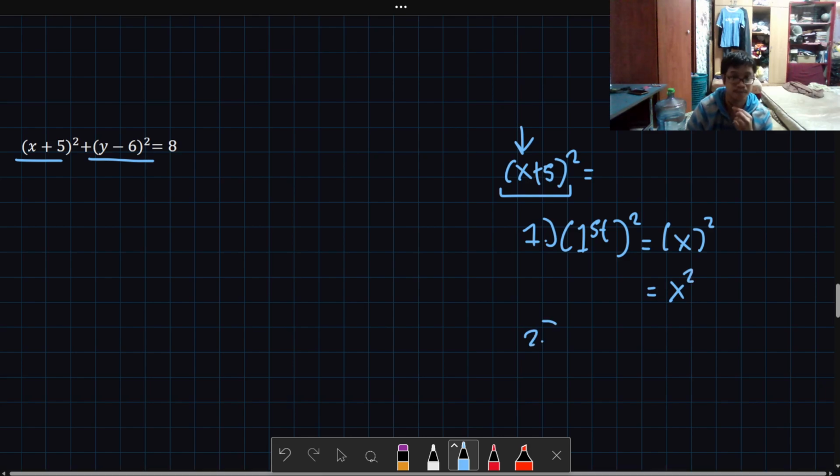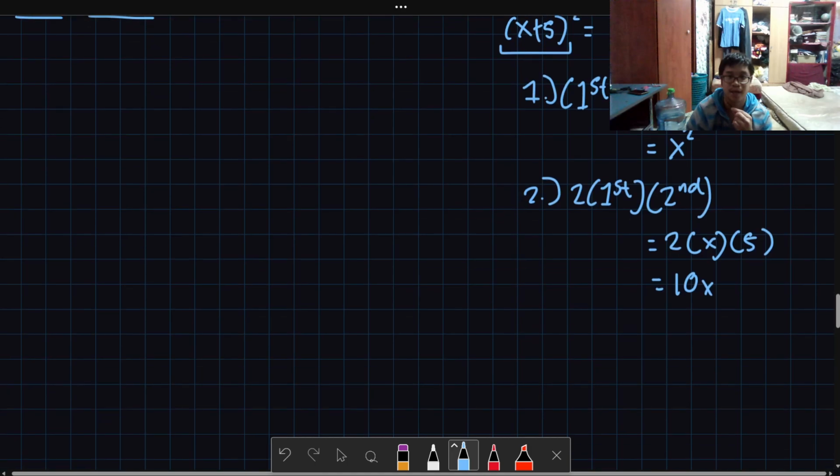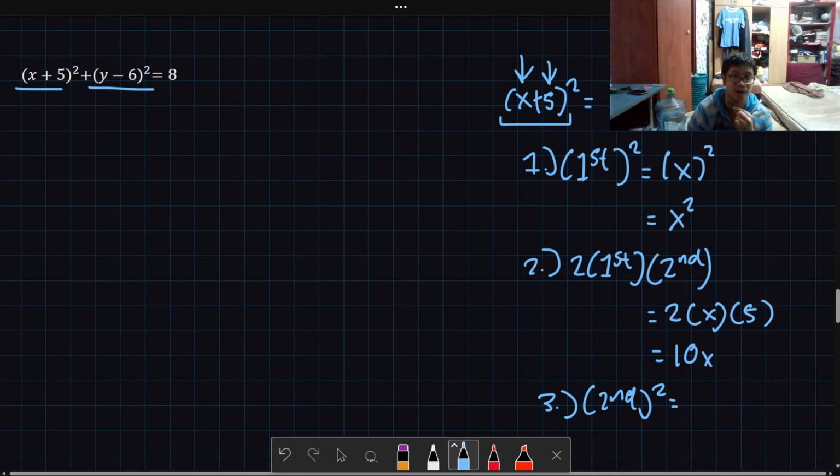That's it. For the second step, 2 times the first term times the second term. The second term is the one on the right side of the parentheses, which is 5. So we have 2 times the first term x times the second term 5. 2 times x is 2x, times 5 is 10x. And lastly, the third step is to square the second term, which is 5. The square of 5 is simply 25.